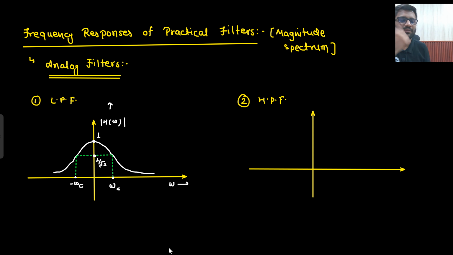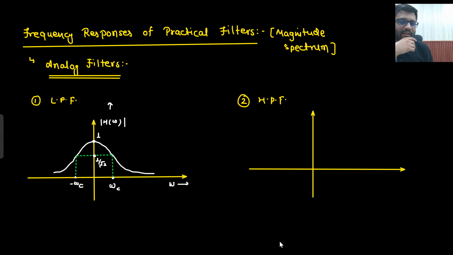Although all these points we will again see in our analog electronics. In analog electronics we will again see these points, and then we will calculate this cutoff frequency, omega c, as well.